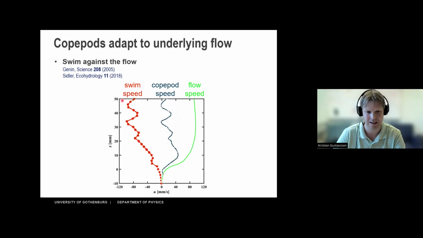And then at larger values of Z, the flow is larger. So when it's here, it moves to the right, and here it stays at a position if it doesn't swim. And then the copepods turn out to swim against the flow, so they have a larger swimming to the left direction when the flow speed is large, and the net effect is that they basically stay at a fixed position. And it's unclear how this is done in nature. I mean, you have some Galilean invariance, so in principle you shouldn't be able to measure the flow speed. So it's an open question how this is done by copepods in nature.